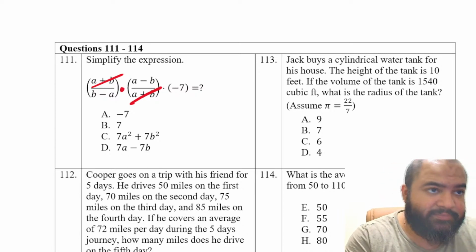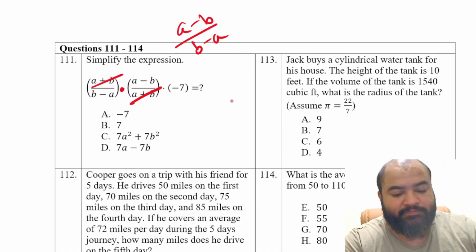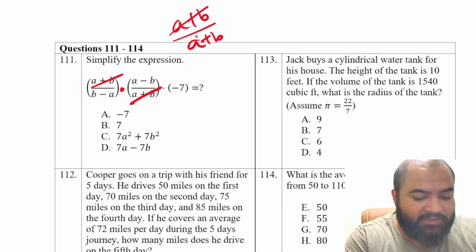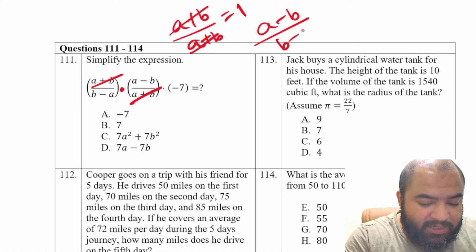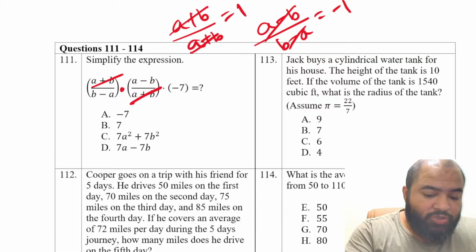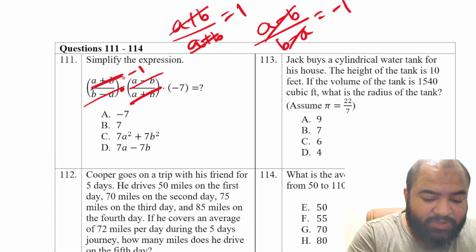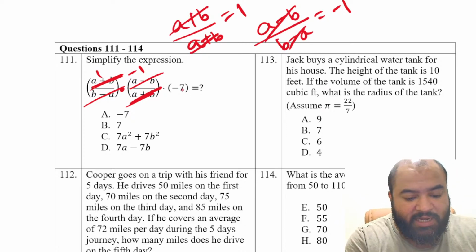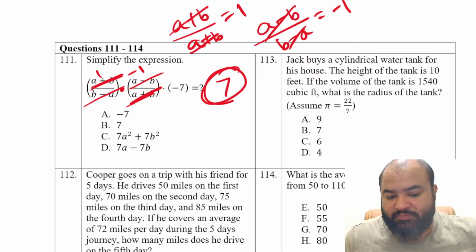And let me tell you one thing. A minus b over b minus a. Before that, let's say a plus b over a plus b. If you could cancel out, the answer is 1. But if you have a minus b over b minus a, the answer will be negative 1 when you cancel. So a minus b and b minus a will be negative 1, and a plus b and a plus b is just 1. 1 times negative 1 is negative 1, times negative 7 is positive 7. Yeah, I'm doing 111.